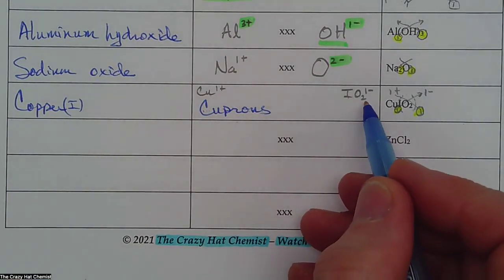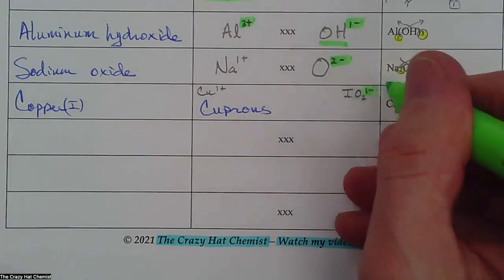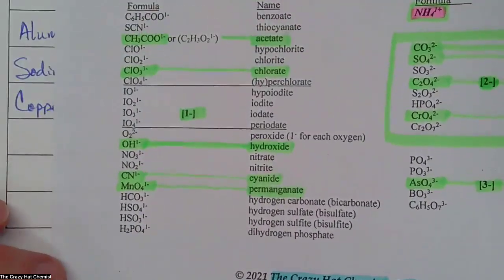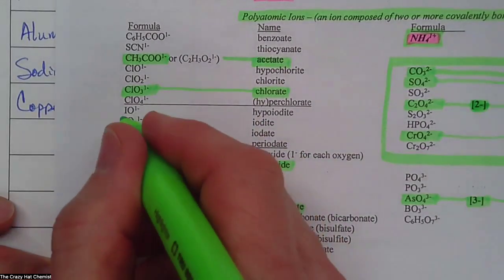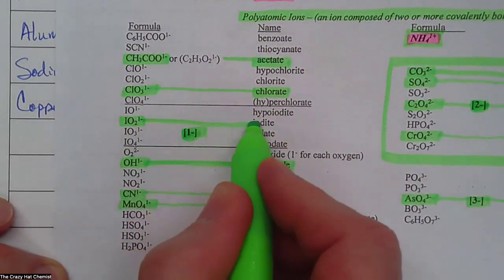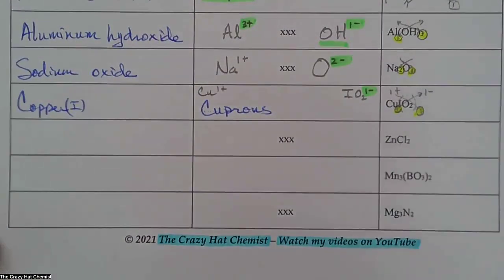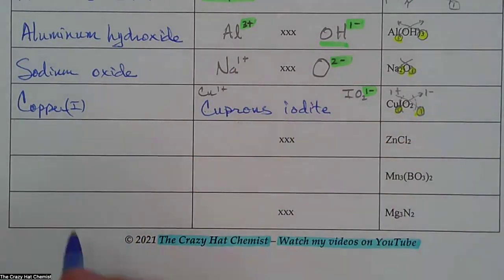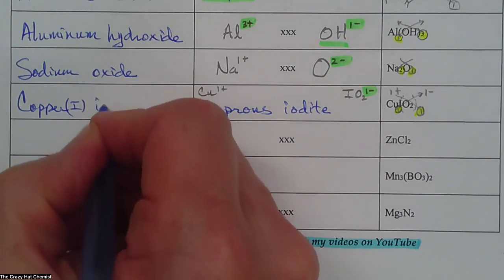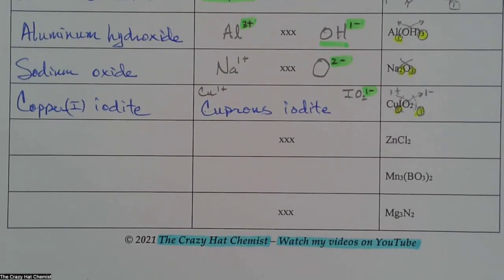Now I need to find IO2 1 minus. And of course, this 1 minus should highlight me as to where I need to go. I need to look at my polyatomic anions, in the 1 minus category. I'm going to find IO2 1 minus, and that is called iodite. So it's cuprous iodite or copper Roman numeral 1 iodite. Perfect. All right, let's keep on going.